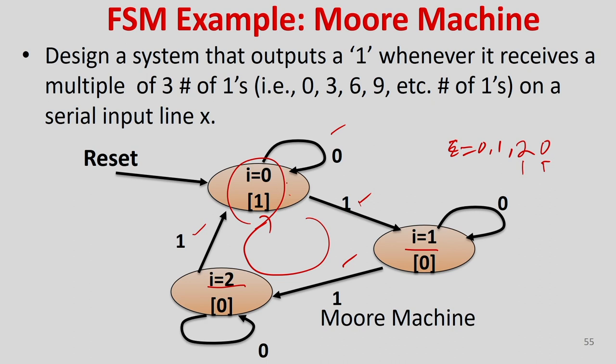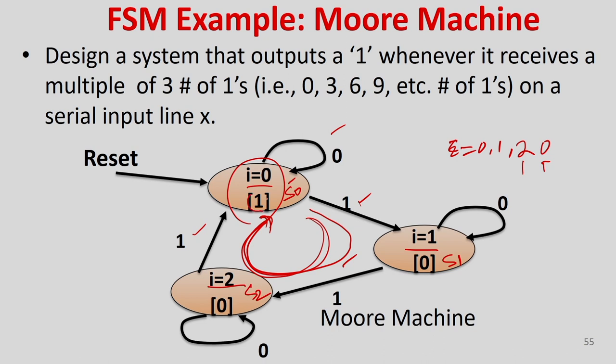0 is anyhow a multiple of 3. Suppose these states are S0, S1 and S2. Whenever you come back to state S0, it means you have encountered 3 ones. So whenever you encounter a multiple of 3, in S0 you output 1. If you encounter a 0 input, then we stay in the same state.